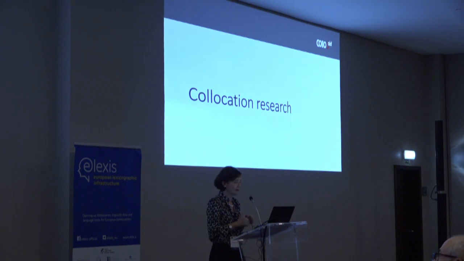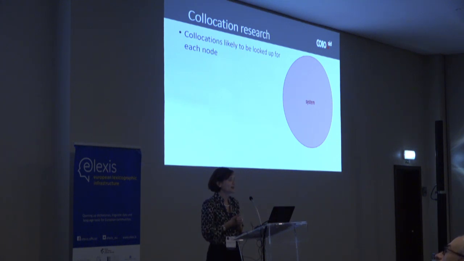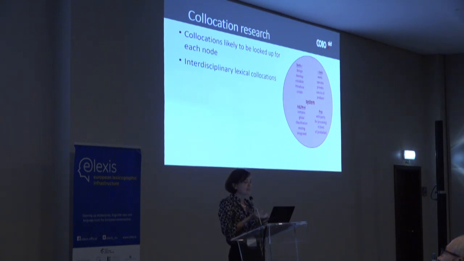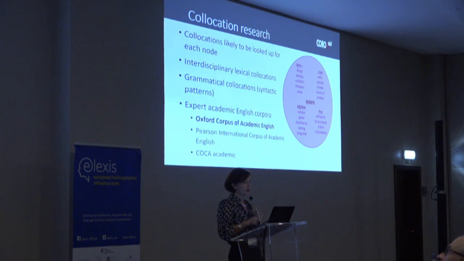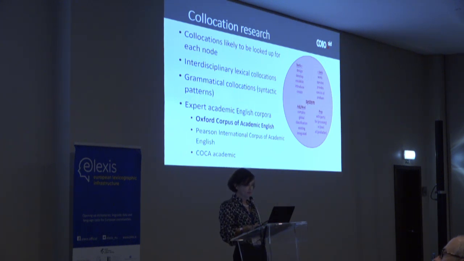Okay, talking now about collocation research. We researched collocations likely to be looked up for each node. So for a node like system, we get this kind of collocations. So we're looking for interdisciplinary lexical collocations and grammatical collocations like the prepositions. And we're using corpora of general academic English or of expert academic English. And we had these available, and in the end we leaned a lot on the Oxford corpus. That's why it's in bold, because it was the best one for our purposes.